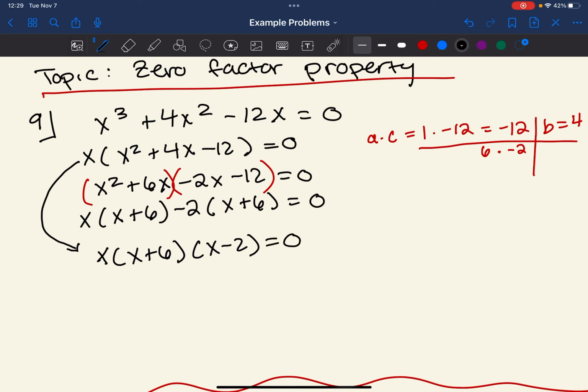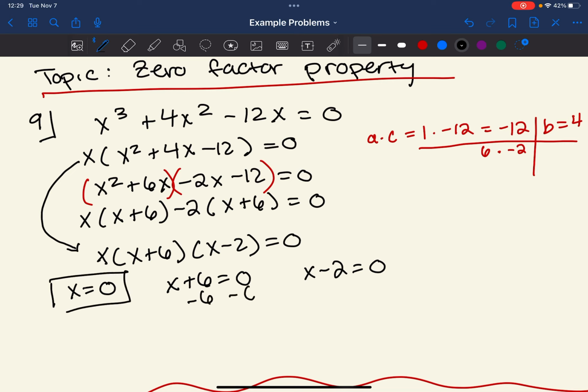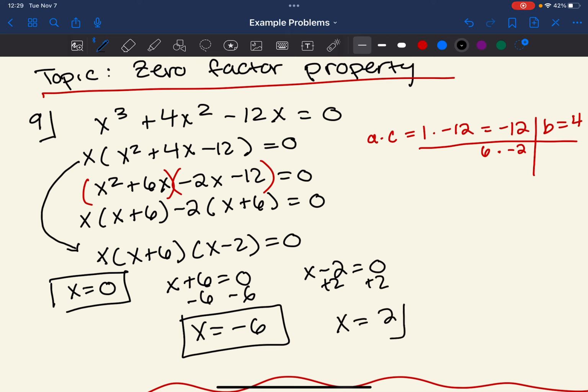Now I have 3 factors. I have x, x plus 6, and x minus 2 equals 0. The zero factor property states that I can set each of these factors equal to 0 separately. So I have x equals 0, x plus 6 equals 0, x minus 2 equals 0, which means my first answer is x equals 0. Subtract 6, and my second answer is x equals negative 6. Add 2, and my last answer is x is equal to 2. So these are my 3 answers for this example problem number 9.